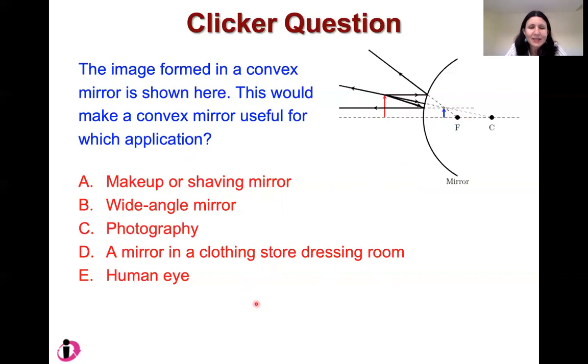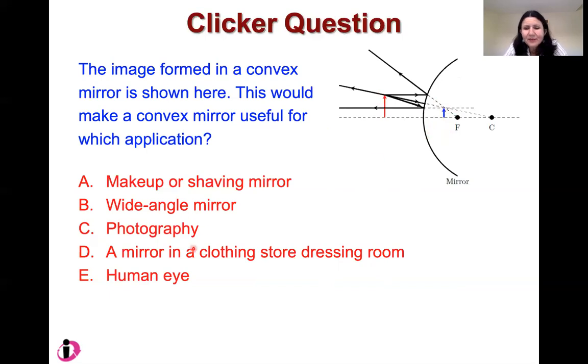I think it'll be fun to answer this by eliminating the wrong answers. So makeup or shaving mirror. Normally when you're shaving or putting on makeup, you want to magnify yourself. You want to see details on your face. And this actually does the opposite. It makes images which are smaller, so the images are demagnified. So that's not very useful for a makeup mirror.